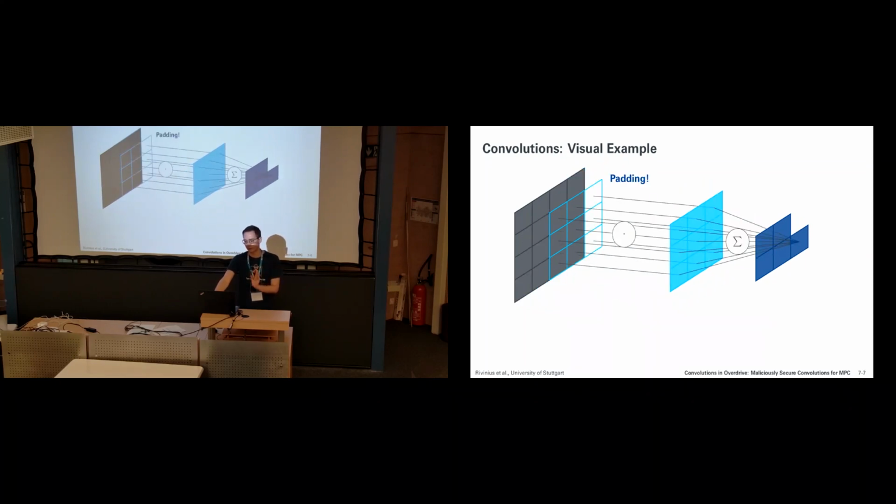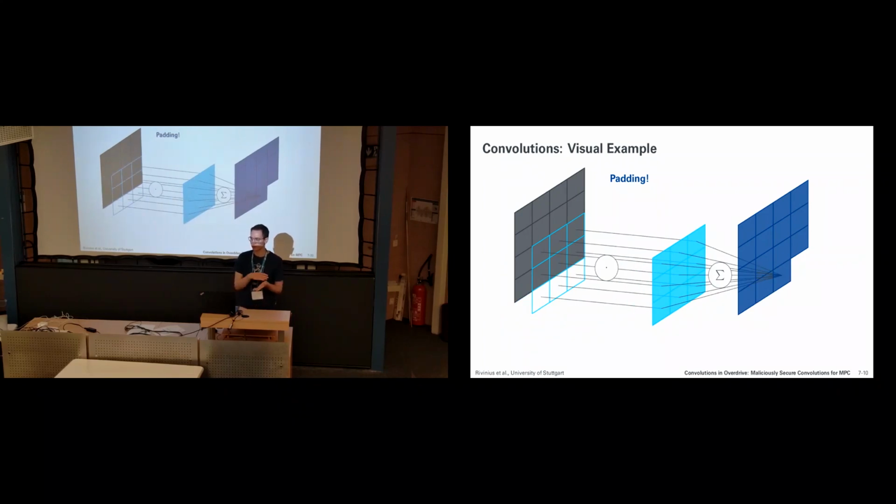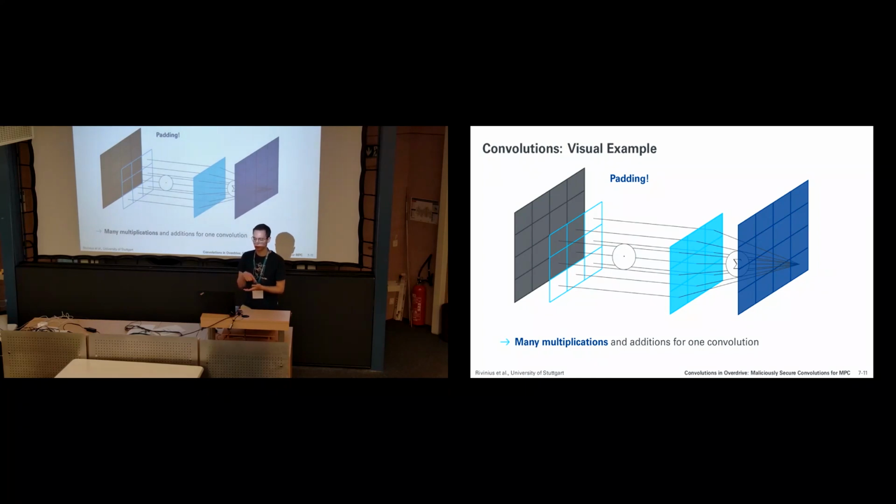You can even move beyond your image if you define with padding what you should multiply there with. And then you can, for example, get something that is as big as your input image. And here in our example, we had to use 9 multiplications for each output pixel. And if you look at them, they're somehow redundant. All of them use the same pixels of the filter over and over again.